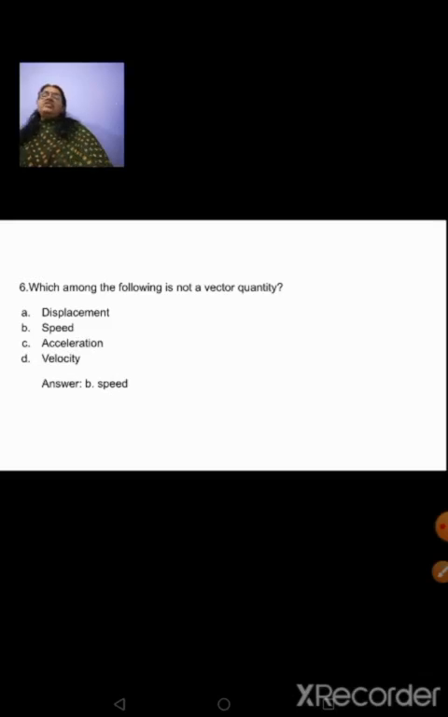Next question. Which among the following is not a vector quantity? There are 2 quantities you have learnt, scalar and vector. Scalar quantities talk only about magnitude, vector quantities talk about magnitude as well as direction. So here, which is not a vector quantity? Displacement, speed, acceleration, velocity. Speed will be the answer, that is option B. Okay. It talks only about magnitude, it is not talking about the direction.